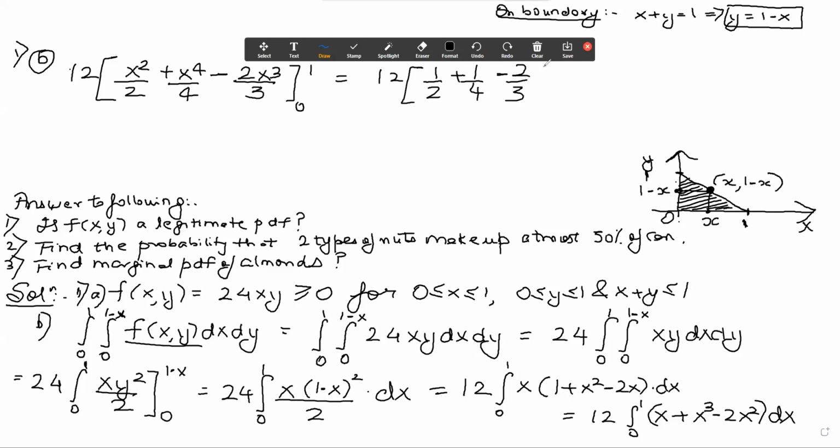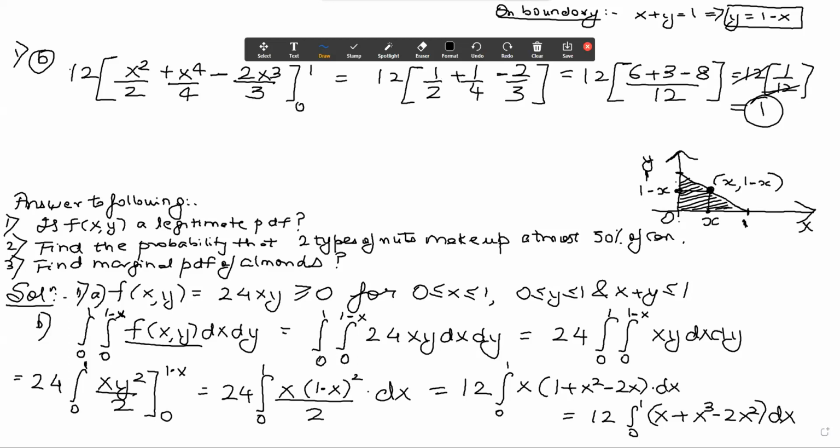Guys, if I put 0, everything will become 0. LCM 12: 2 6s are 12, 4 3s are 12, 3 4s are 12, and 4 2s are 8. So this will be 12 into 1 upon 12, which is exactly coming out as 1. So I can say that integral 0 to 1, integral 0 to 1 minus x, f of xy dx dy is equal to 1. Therefore f of xy is a legitimate PDF.